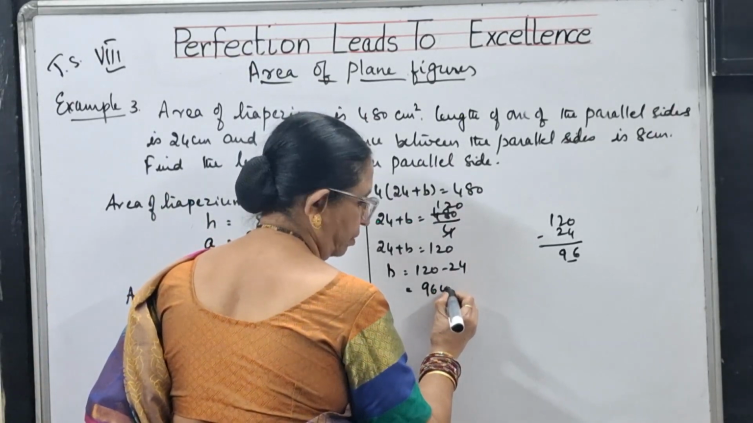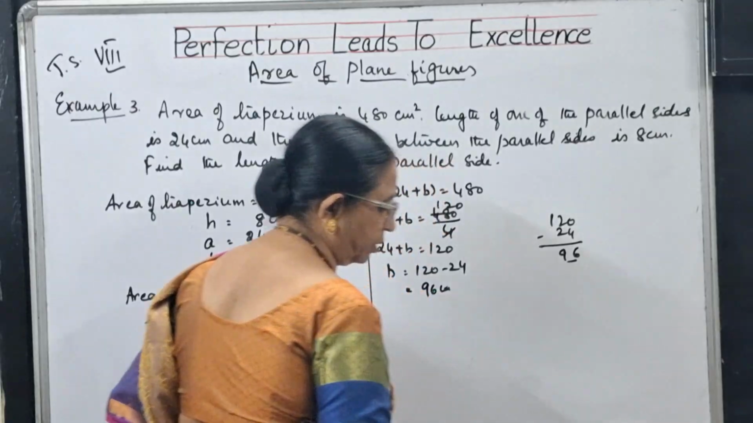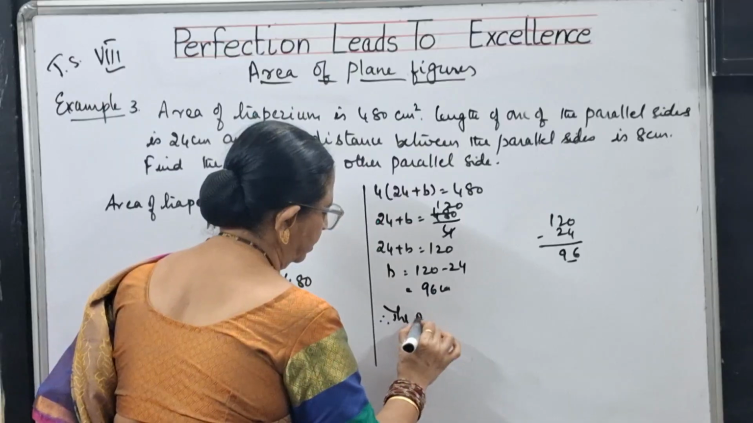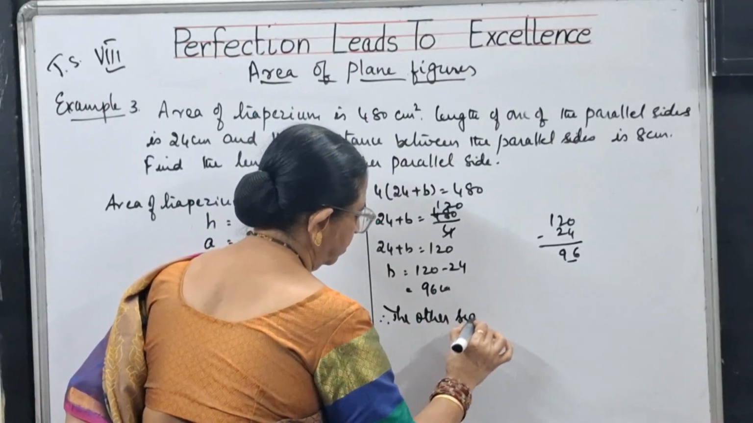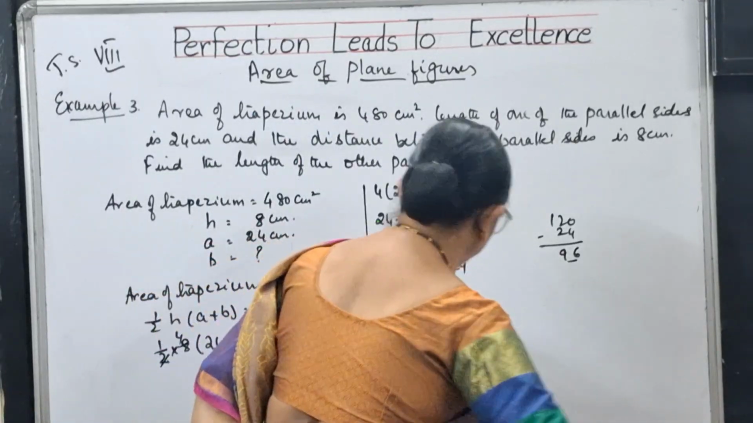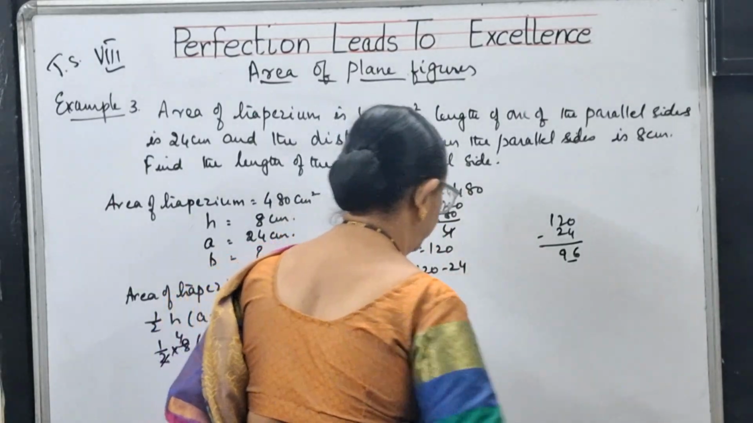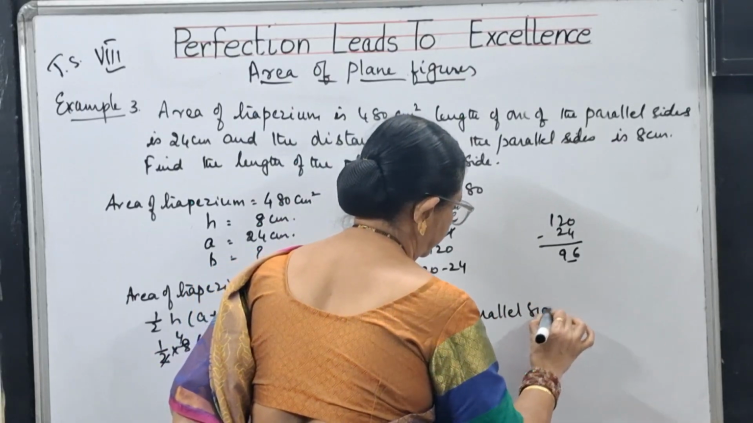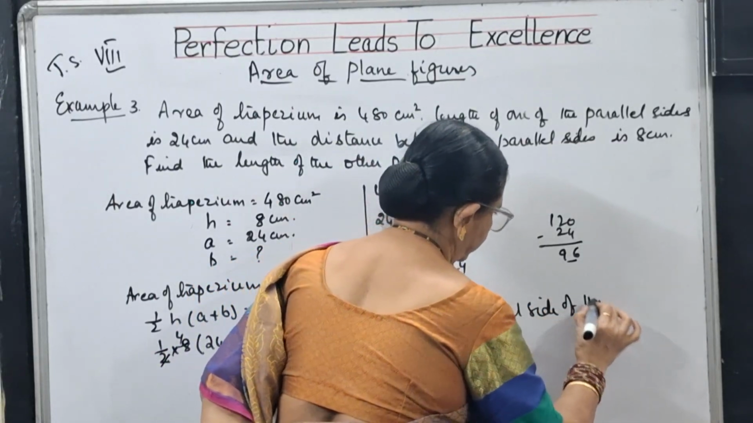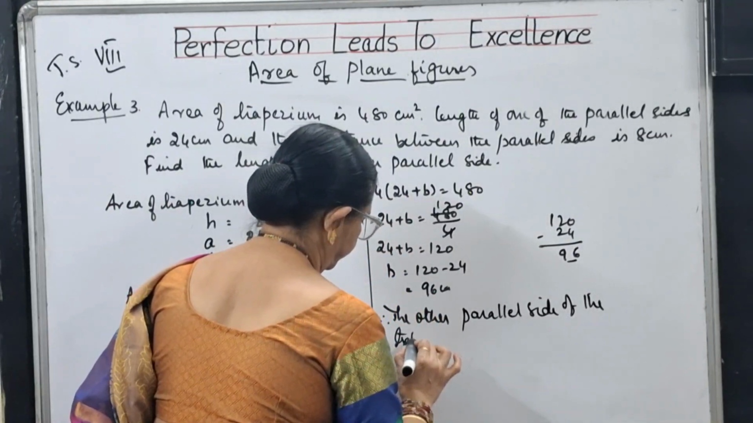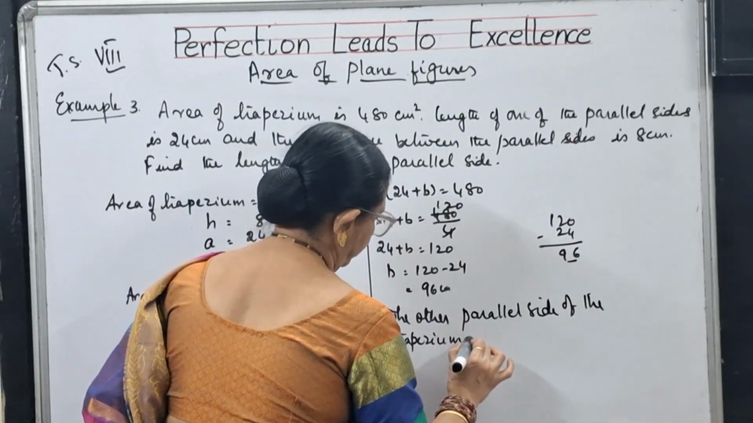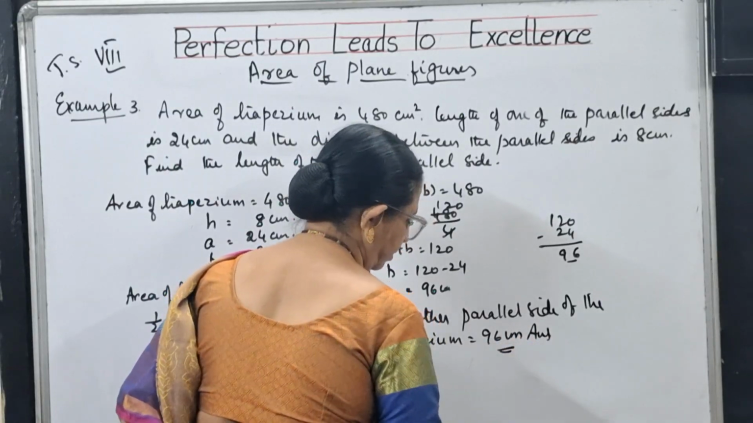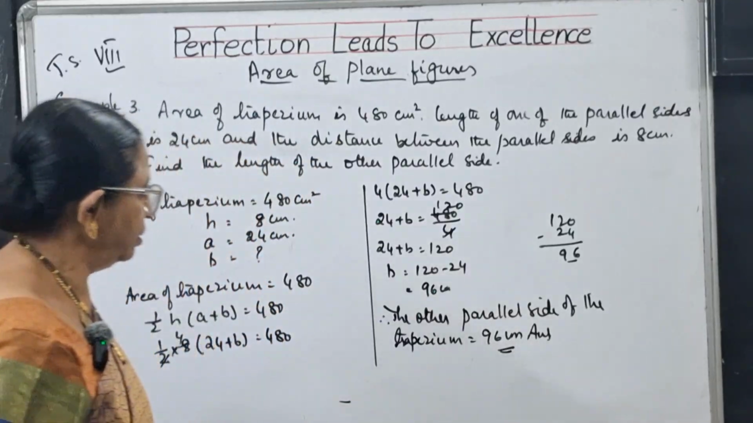96 centimeters is the other parallel side of the trapezium. So therefore, the other parallel side of the trapezium is equal to 96 centimeters. This is the answer for this problem, children.